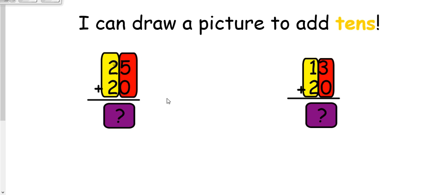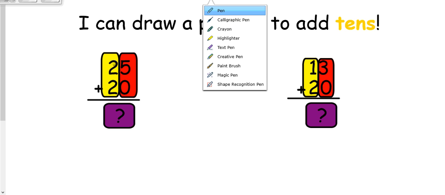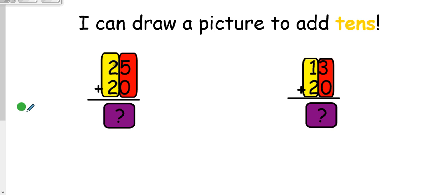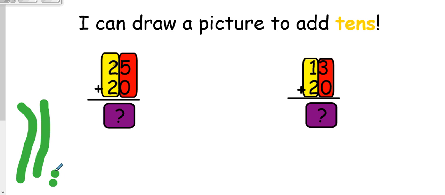Can we still use a picture to add these together? Sure can. So let's look at 25. How many tens does 25 have? Let's look. It has 2 tens, so I'm going to draw 2 quick tens to show those 2 tens. Does 25 have any ones? It does. It has 5 ones, so I'm going to draw 5 ones.